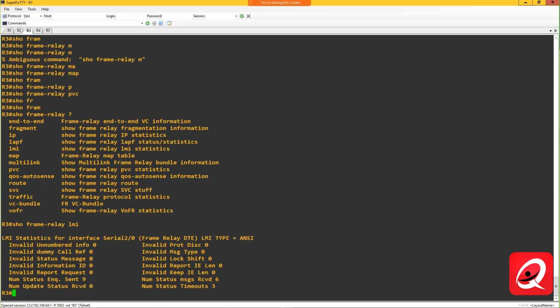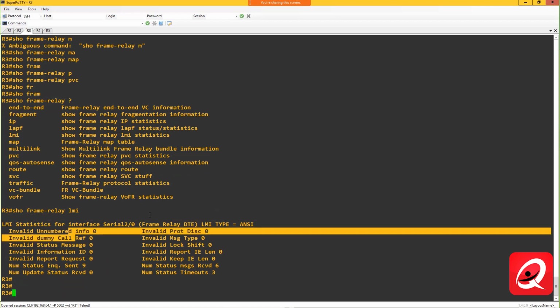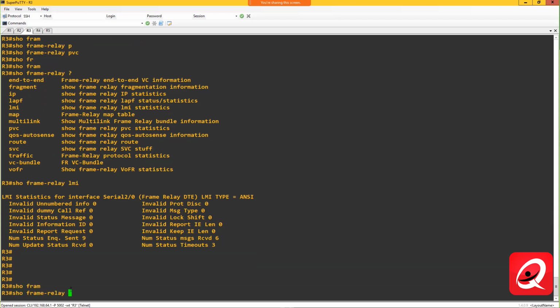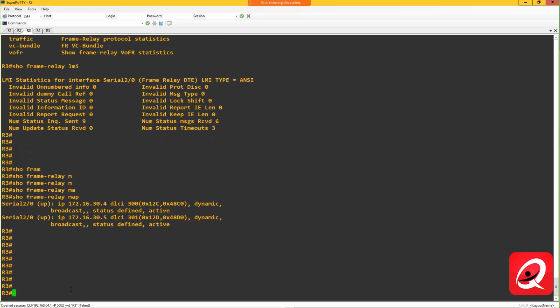LMI. Okay, we're running ANSI. DTE, LMI type is ANSI. That's fine. Should work in GNS3. Show frame relay map. There we go. So it just takes a little bit of time.